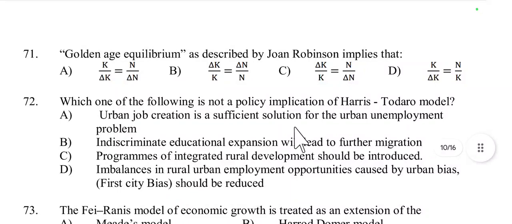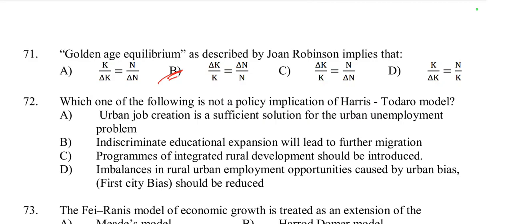Then question number 71, golden age equilibrium as described by Joan Robinson implies that. So Mrs. Joan Robinson gave the concept of golden age equilibrium. So what is it? ΔK/K is equal to ΔN/N. Yes, this is the right option.